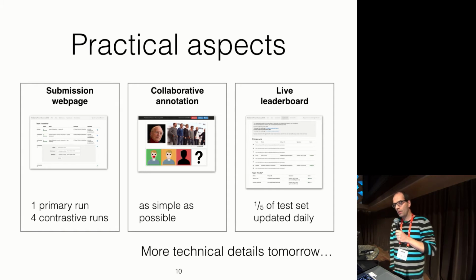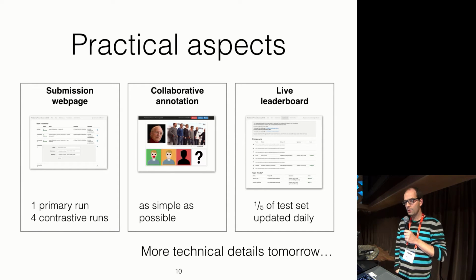So I won't be long on this aspect, because I'm going to give a short presentation tomorrow on this part as well. But basically, participants had access to a submission webpage where they could submit one primary run and 4 contrastive runs. For the contrastive runs, they could use biometric models and external metadata if they wanted, but for the primary run, they could only use the actual test set to recognize the person. No external data, no biometric models, etc.